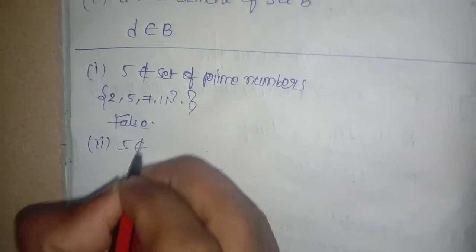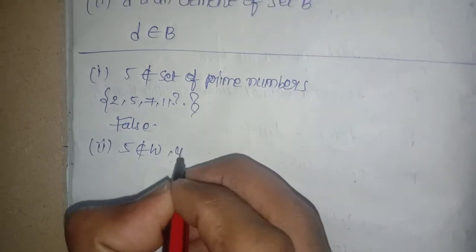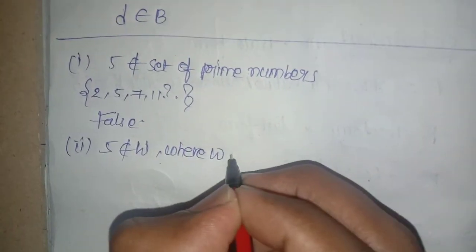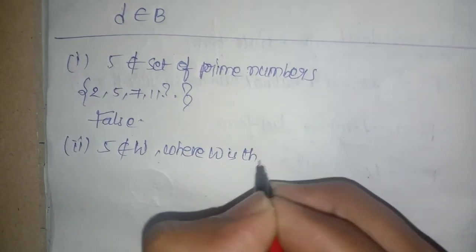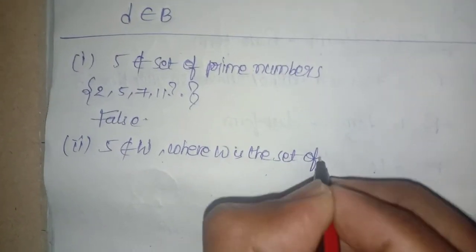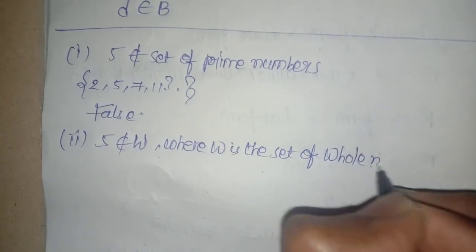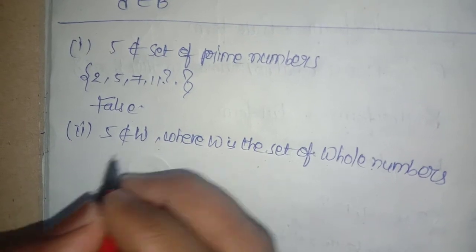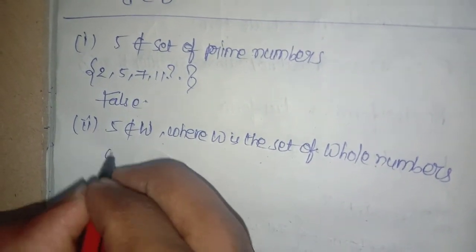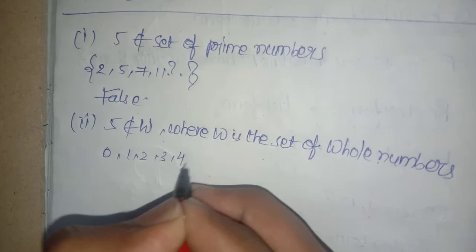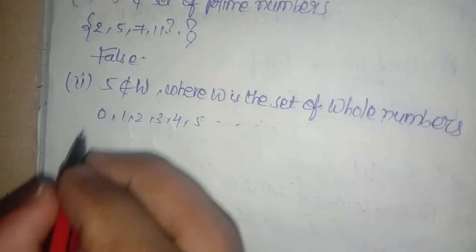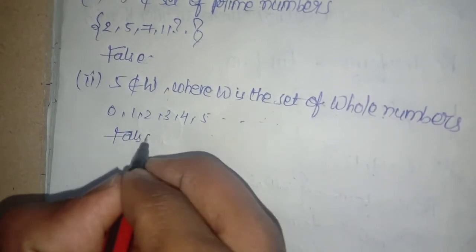5 does not belong to W, where W is the set of whole numbers. They are given 5 not belongs to whole numbers. Actually whole numbers start with 0, 1, 2, 3, 4, 5 and so on. So 5 is in the set of whole numbers. They are given not belongs to, so it is false. Like this, some exercises are given in 10th class.